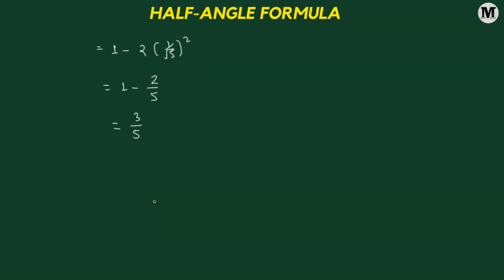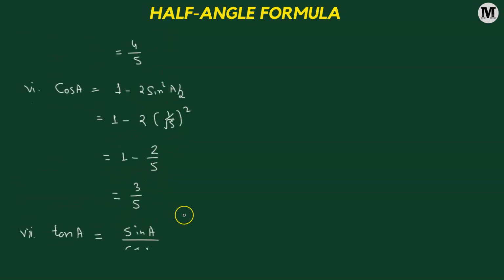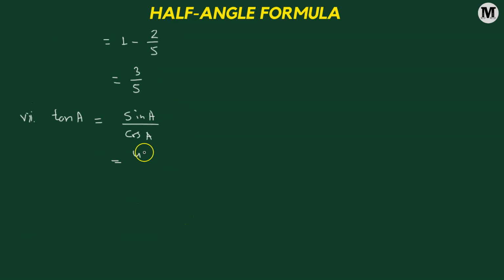And then finally, we come to the last one. That's finding the value of tangent of angle A. The tangent of angle A is going to be sine of angle A over cosine of angle A. Sine of angle A, we found, is 4 over 5. So we have 4 over 5 divided by 3 over 5, and this gives us 4 over 3. This is going to be the value of tangent of angle A.